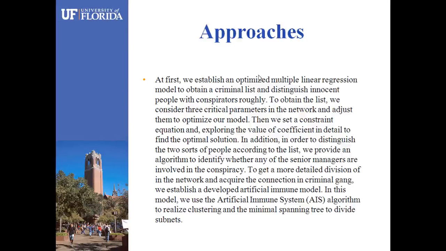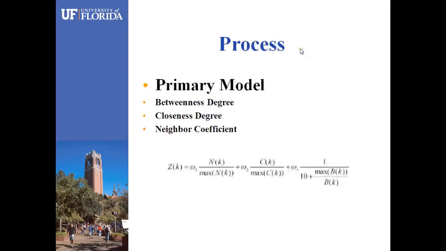To get a more detailed division of our network and acquire net connections in criminal gangs, we established a developed artificial immune model. In this model, we use the artificial immune system algorithm to realize the clustering and a minimum spanning tree to divide the subnet. Here is the process of our approaches.